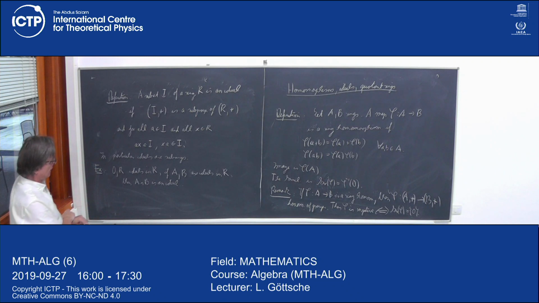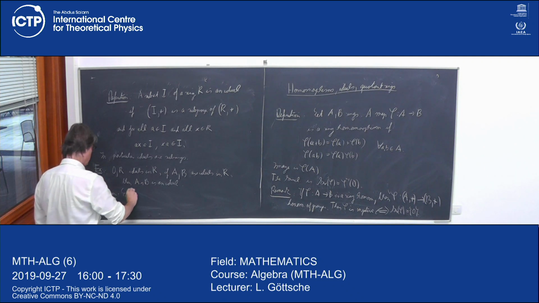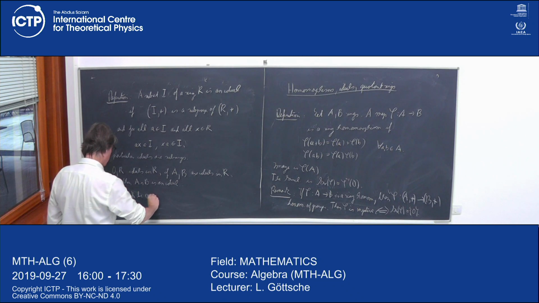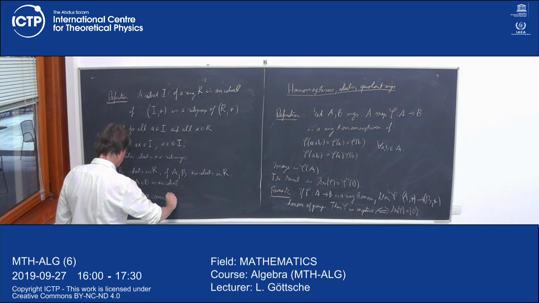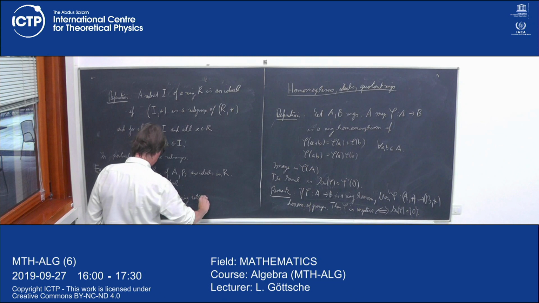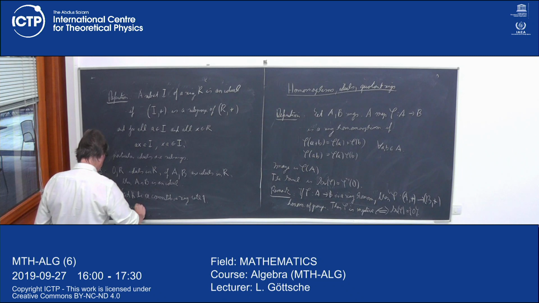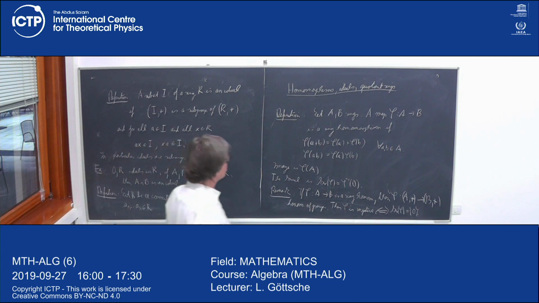We can also, given some elements, look at the ideal generated by them. I only do this in the case when we have a commutative ring with 1. So let R be a commutative unity ring. Say we have some elements A1 to AN in R. Then I can look at the ideal generated by these elements.